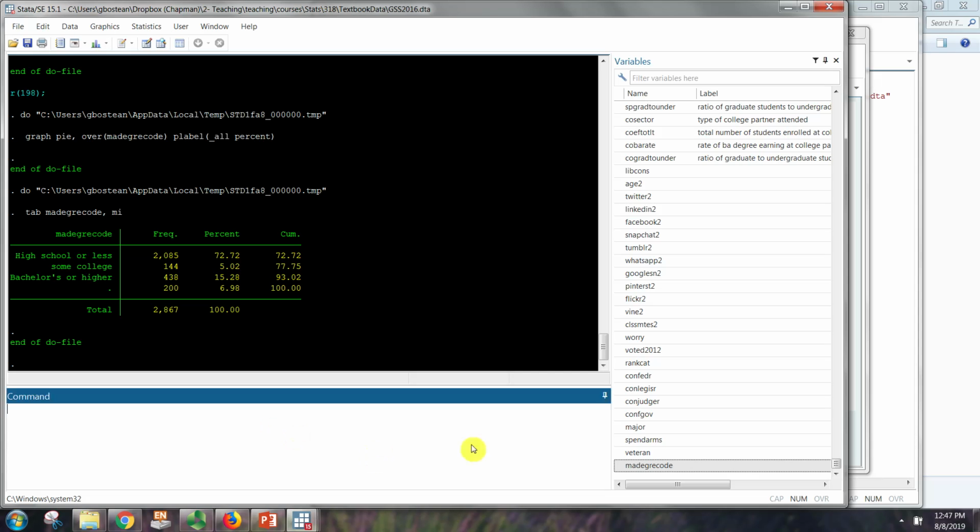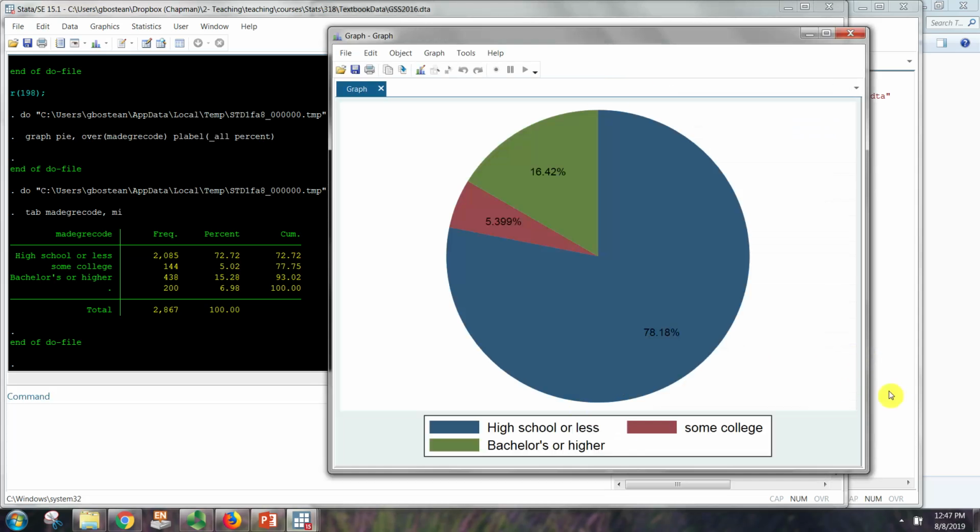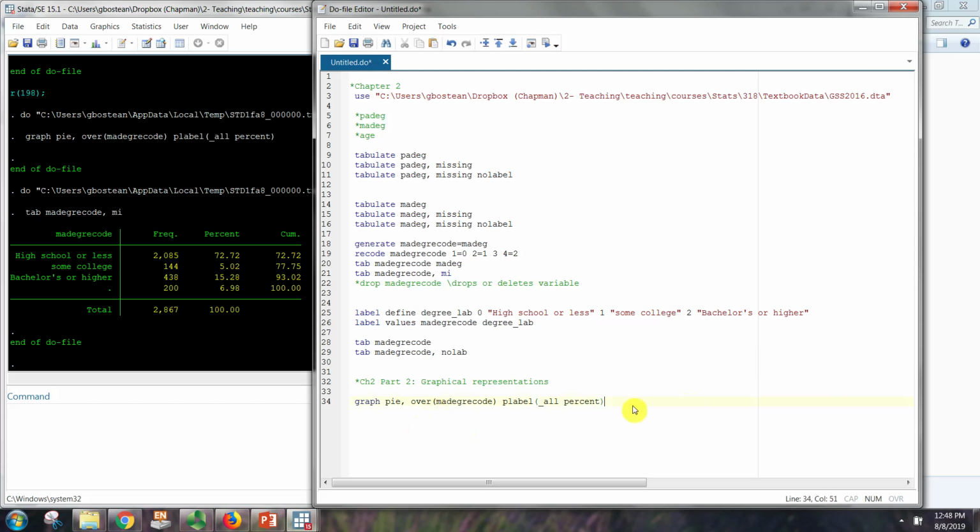All right, so let's do the same for father's educational attainment. I'm just going to copy this to make it easier. Graph pie over PA degree.